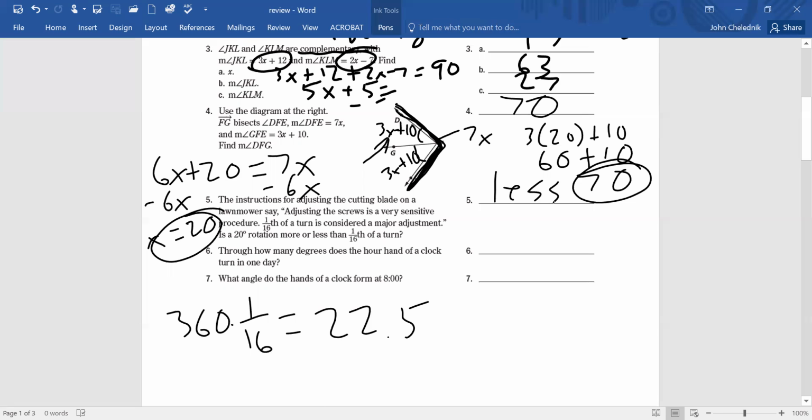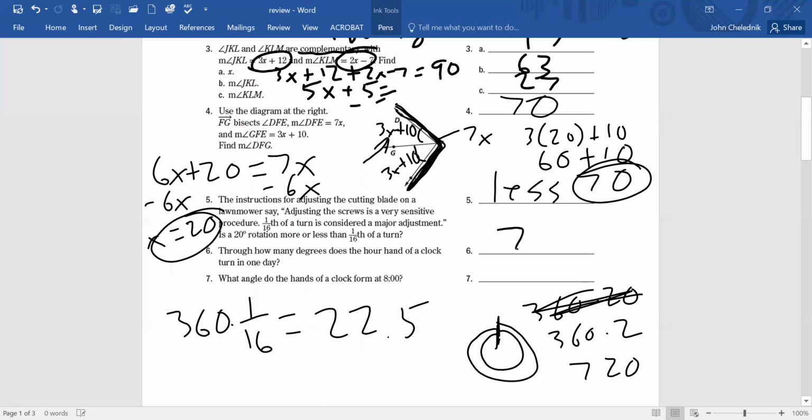Number 6, through how many degrees does the hour hand of a clock turn in one day? The hour hand goes around 2 times in a day. Remember, there's 12 hours on a clock, so AM and PM means 2 turns. So that would be 360 times 2, which is 720.